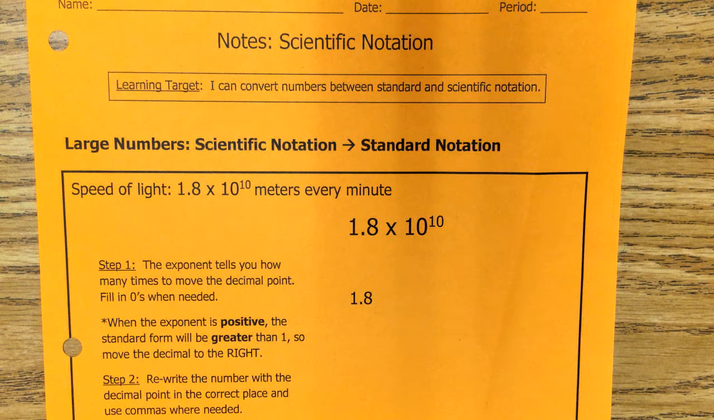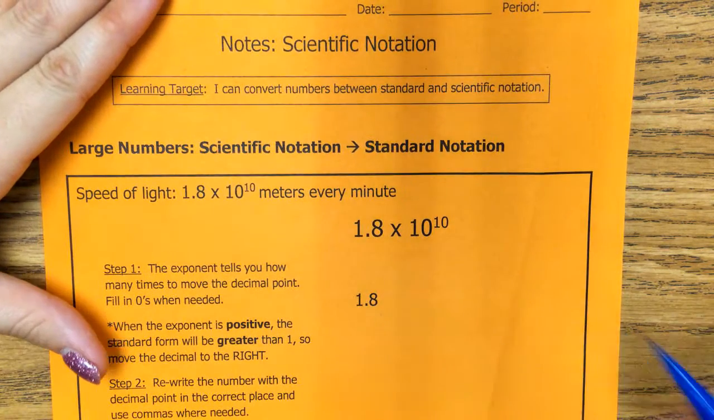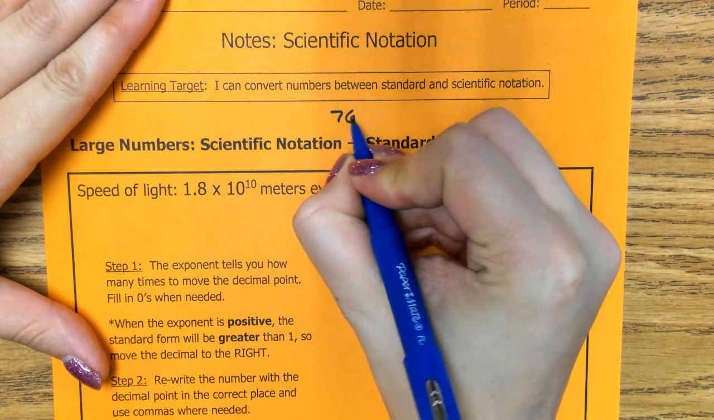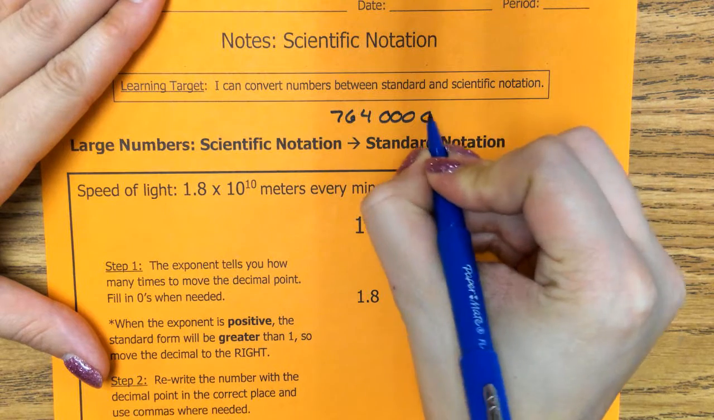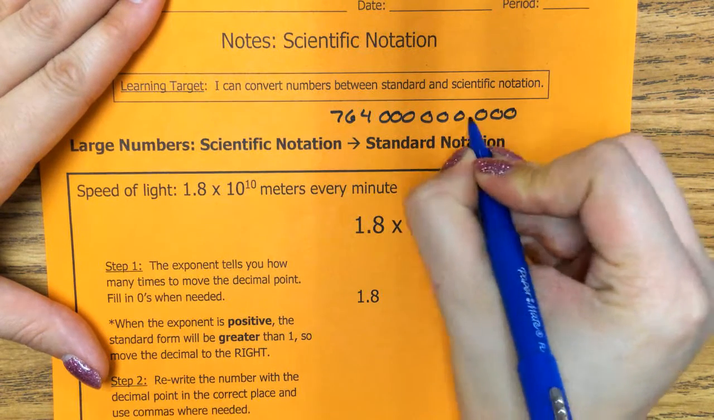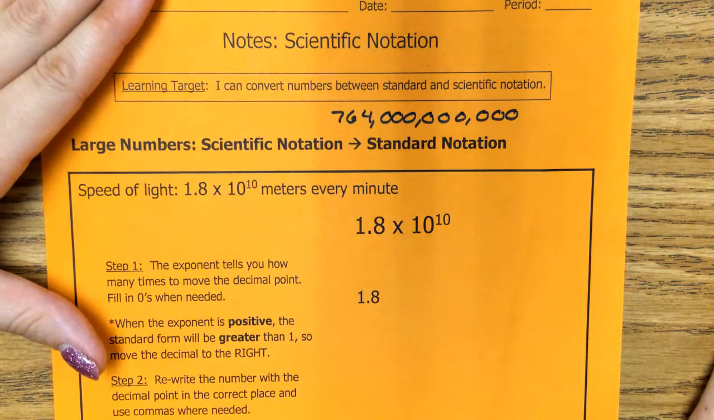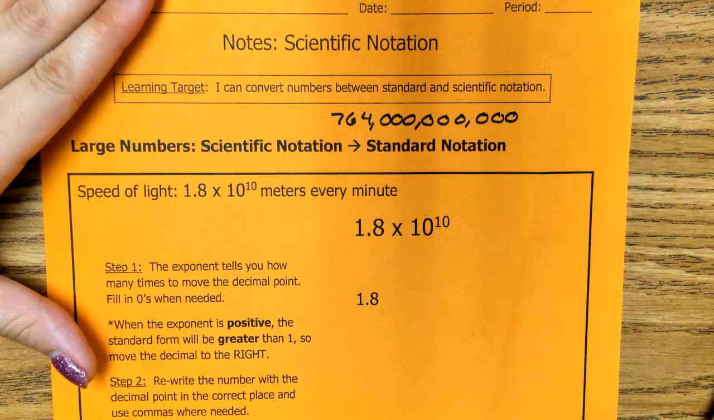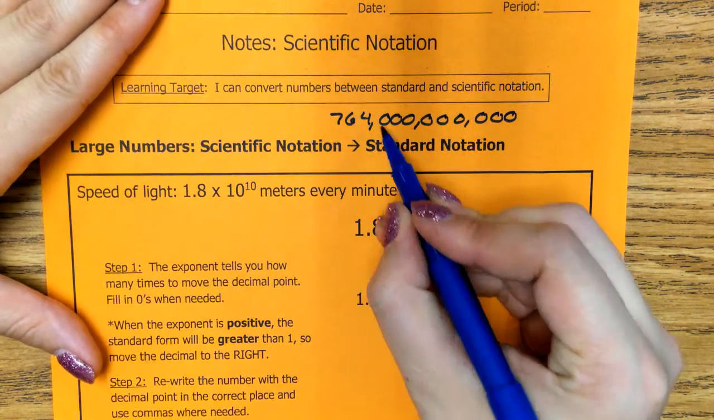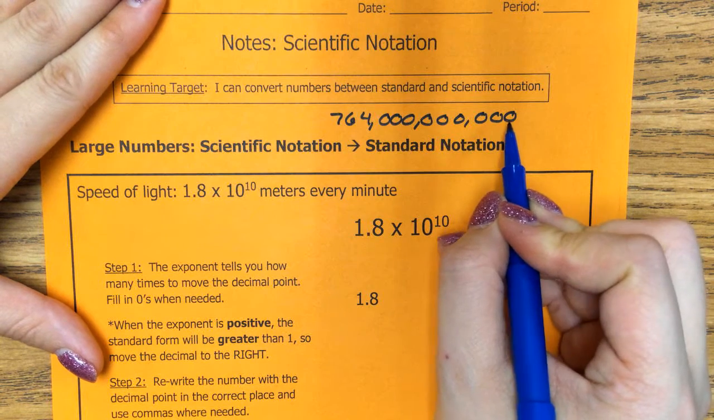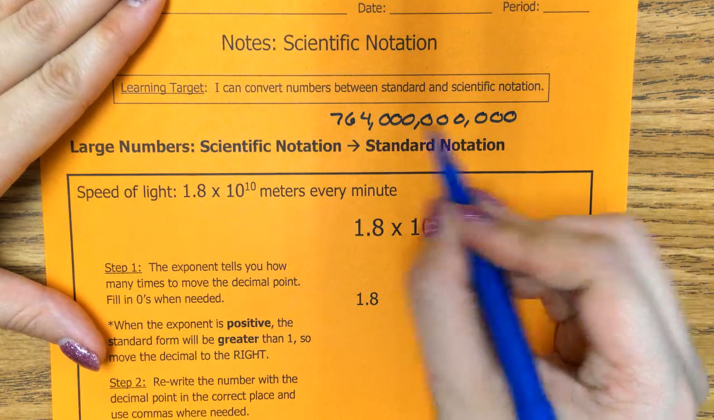These are the notes on scientific notation. Scientific notation is a way to express really big or really small numbers without having to write a ton of zeros. So if I'm thinking about having a really big number, maybe I've got something like this. That's a really big number. That's 764 billion.